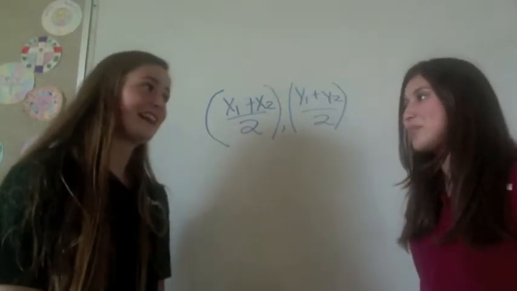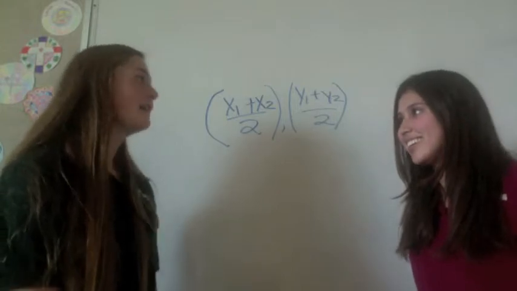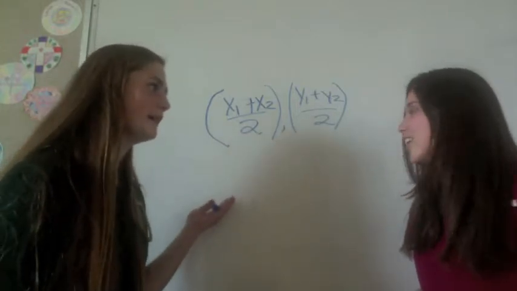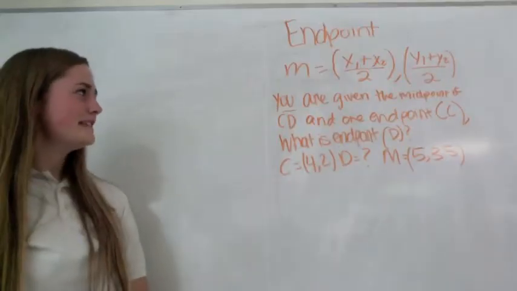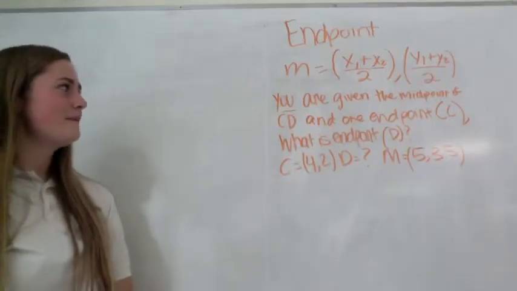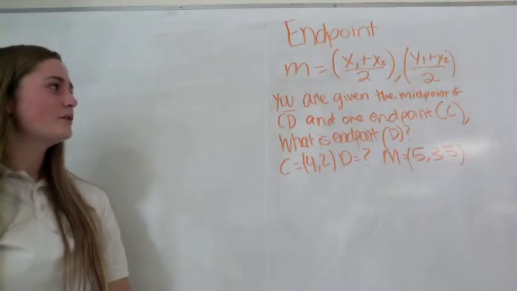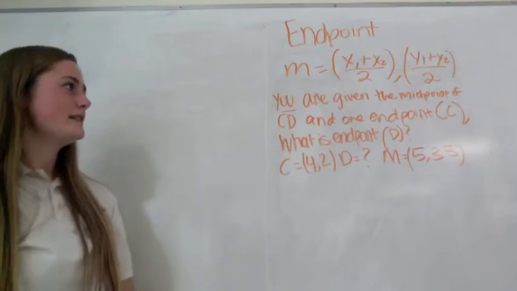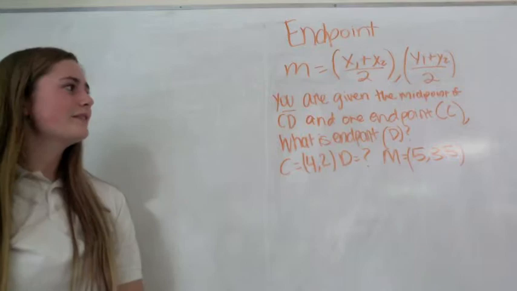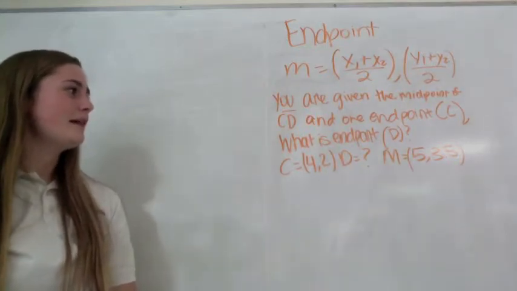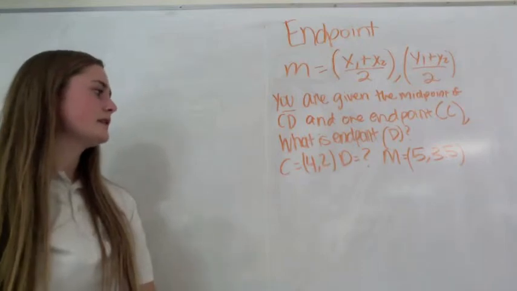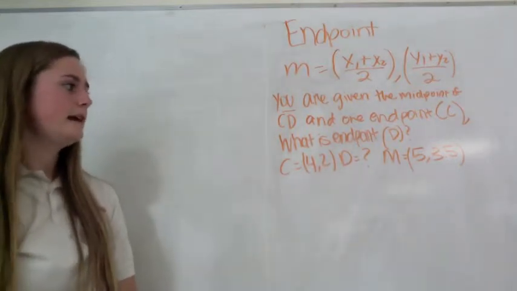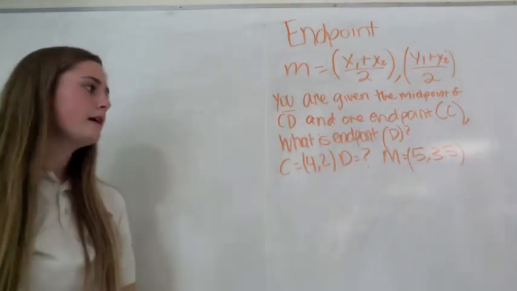For the next part of our lesson, you're going to be able to find an endpoint. Vanessa, guess what? What? To find the endpoint, you still use the midpoint formula. No way. How? I'll show you. Yes, you still use the midpoint formula. So M equals x1 plus x2 over 2 and y1 plus y2 over 2. You are given the midpoint of CD and one endpoint, which is C. So what is endpoint D? C equals 4, 2, and D we don't know, and M, which is the midpoint, equals 5, 3.5.